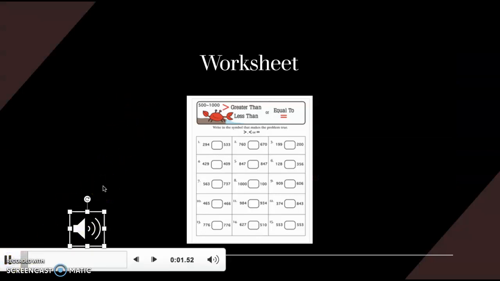This is the worksheet that will be given to the students that they will be working on independently for about 15 minutes. After 15 minutes, they will be able to discuss and compare their answers with their table partners. In this worksheet, they will be using the less than, greater than, or equal to symbol to fill in the blanks to show which number is greater, less, or equal.